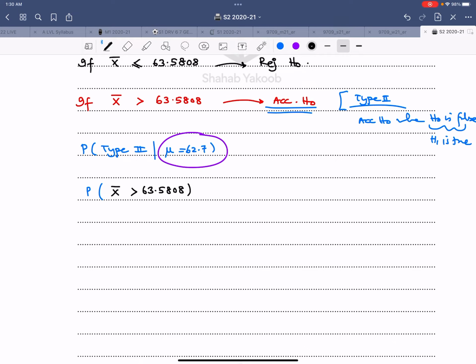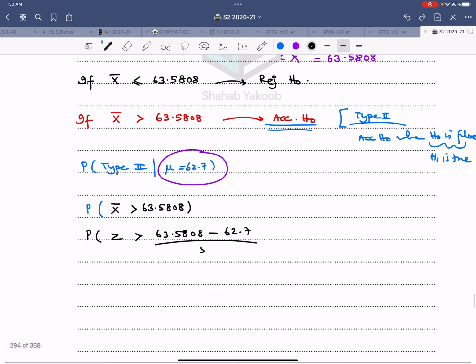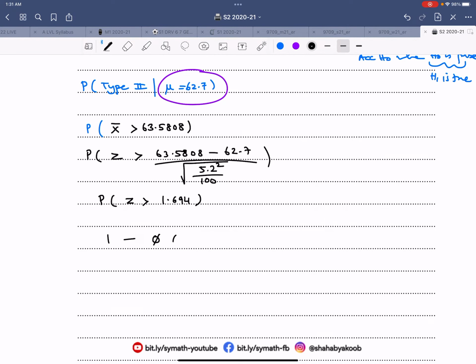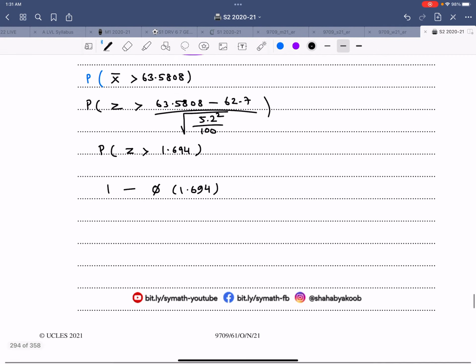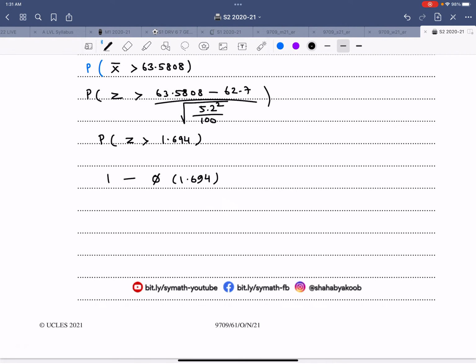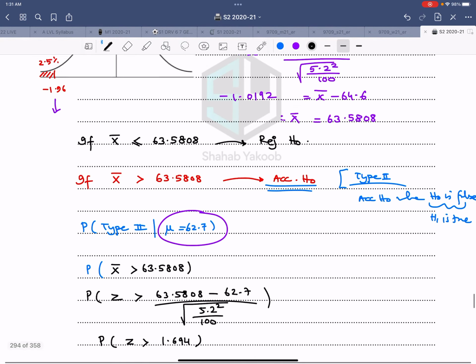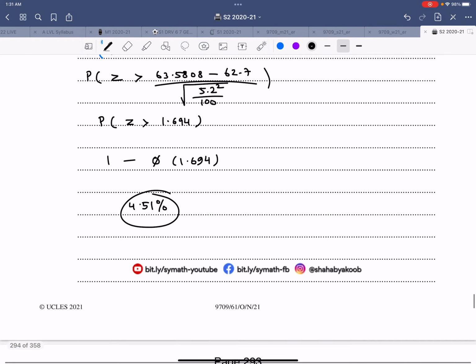So therefore, probability z is greater than 63.5808 minus 62.7, everything else is the same, divided by the square root of 5.2 squared over 100. That is 5.2, not 52.2. Probability z is greater than 1.694. Therefore, 1 minus phi of 1.694. You go to the table, you do the subtraction, and this comes out to be 4.51%. That is the probability of type 2 error. So that's how this question is done.